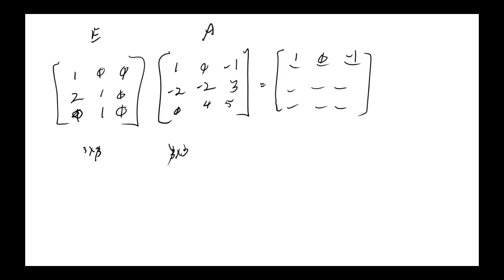Now, the 2-1 entry in your product matrix would be the second row by the first column. That would be a 2 minus 2 is 0, plus 0, that's a 0. Okay? The 2-2 entry will be second row, second column, 0 minus 2, 0, so that's a minus 2.